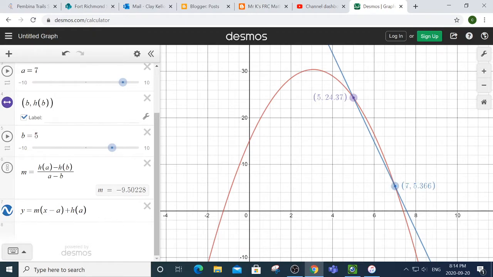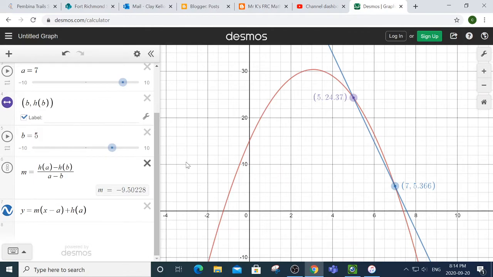That would be a slope of -9.50228, and I actually happen to know that that's really close to the actual number. I figured out the actual number. In fact, oh my, scarily, it is exactly the number when you round it to 5 decimal places. That's very cool.